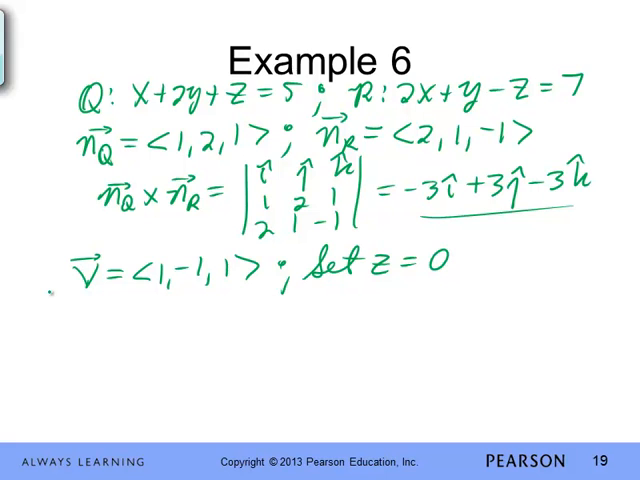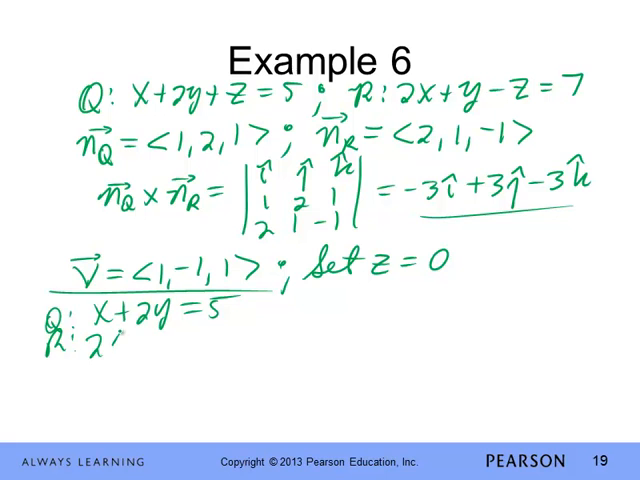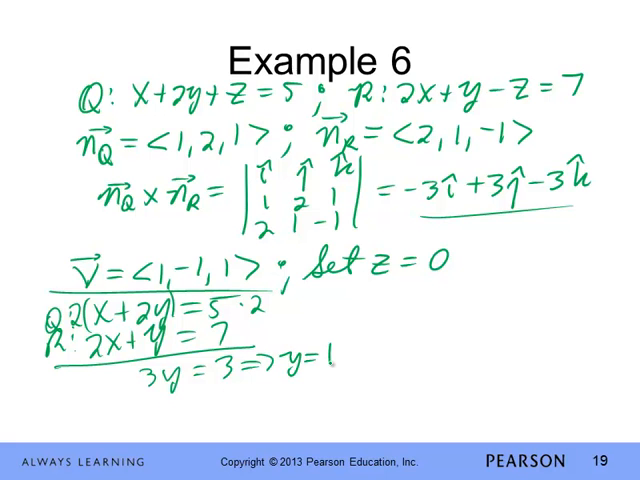And then for your q plane, you have x plus 2y is equal to 5, and from your r plane, 2x plus y is equal to 7. Two equations, two unknowns. It's a simple algebra problem, right? So use your favorite method for solving a system of two equations with two unknowns. For example, we could take 2 times the first equation minus the second equation. So we have 2x minus 2x is 0. We have 4y minus y is 3y is equal to 10 minus 7 is 3. That means that y is equal to 1.